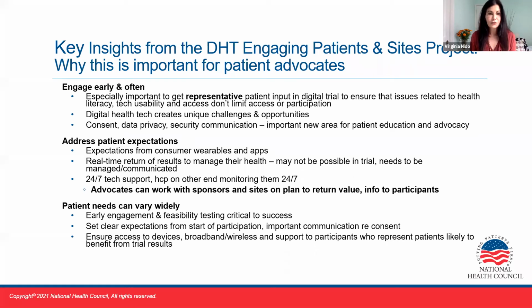So patient needs can also vary widely. Early engagement and feasibility, absolutely critical. Setting clear expectations from the start of participation, including during the informed consent process. And then ensuring access to devices, broadband, wireless, et cetera, to patients across the spectrum of who may or may not have that technology. And how do we overcome barriers such as patients who don't have good internet access? We still want those patients in our trials. So these are challenges that we need to work through. Next slide, please.